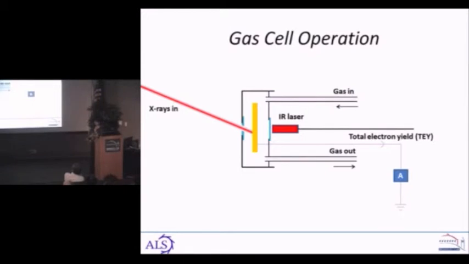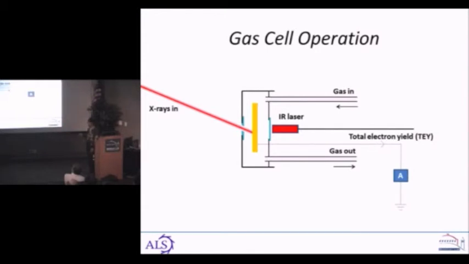So this is a simplified schematic of our gas cell that was designed in our group. We have some key features here, that there's a gas atmosphere around the sample. So we're doing an in situ measurement of the surface species. And we have a silicon nitride membrane that's about 100 nanometers thick to separate the UHV environment out here from the sample chamber. And there's an infrared laser to heat the sample to the reaction temperature.